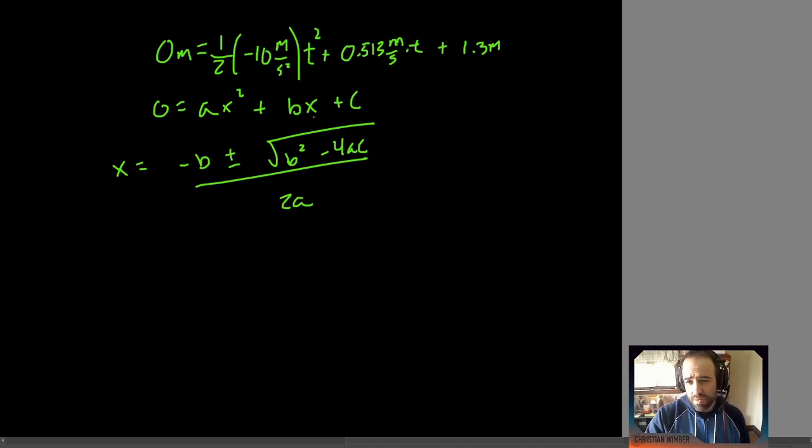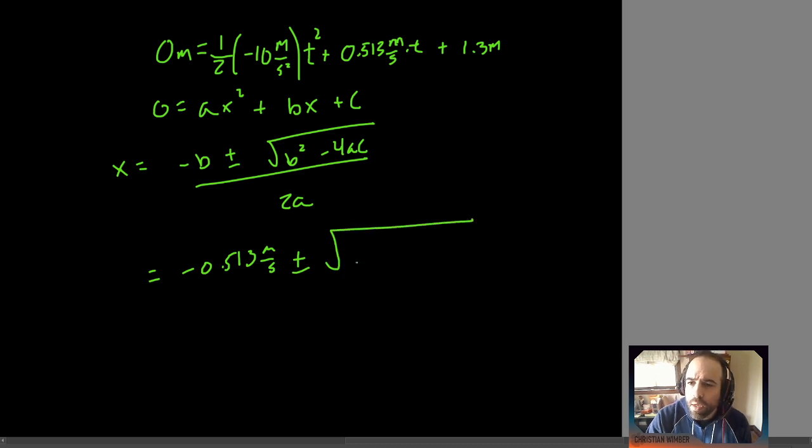So I'm just going to start plugging this stuff in here. So negative b will be negative 0.513 meters per second plus or minus the square root of b squared. So b squared, go back into my calculator.